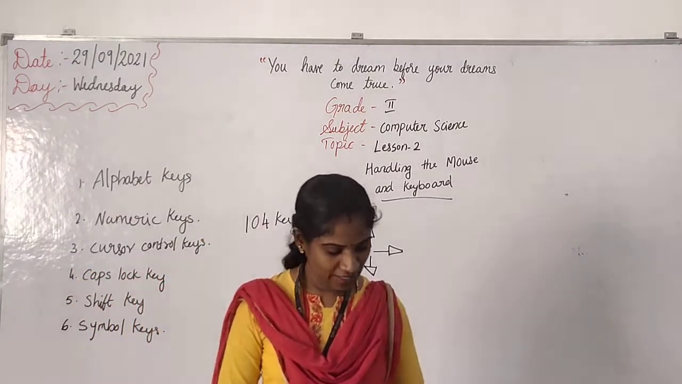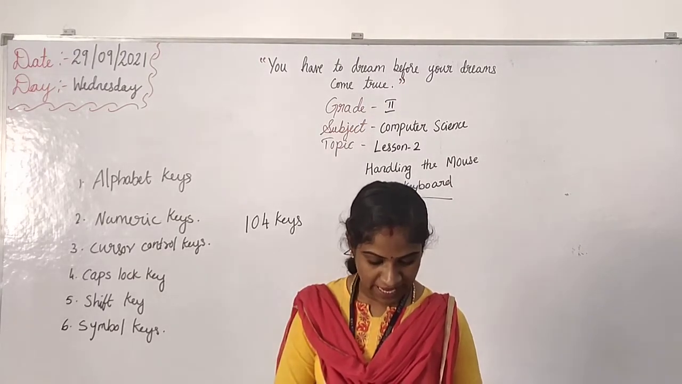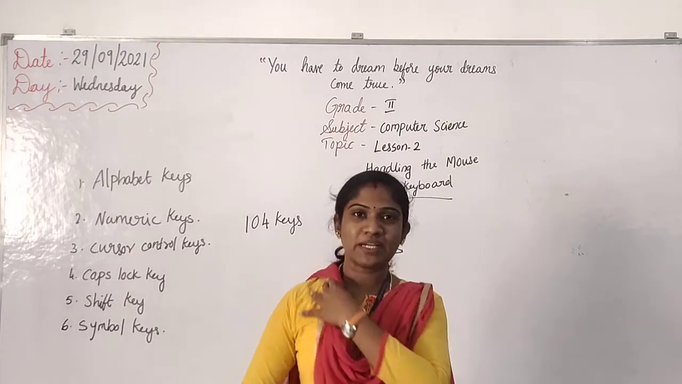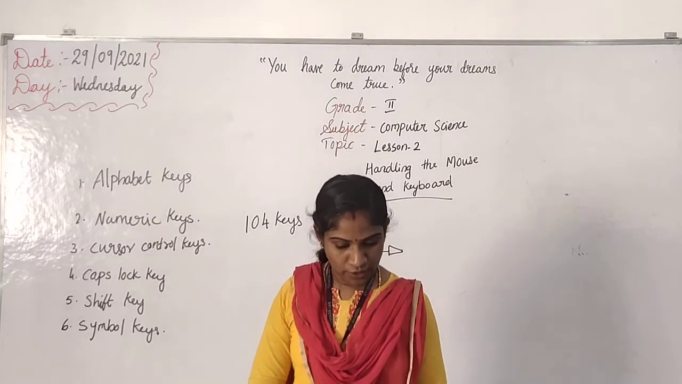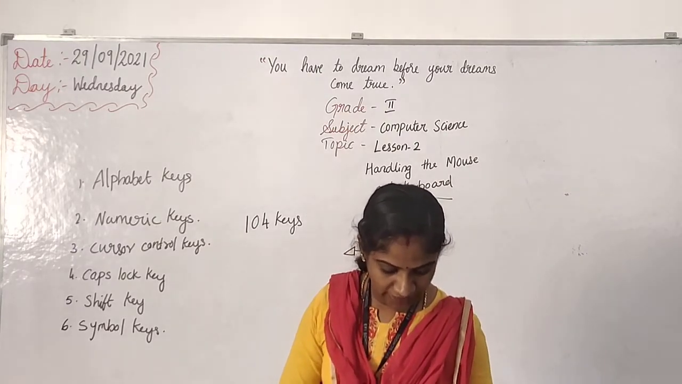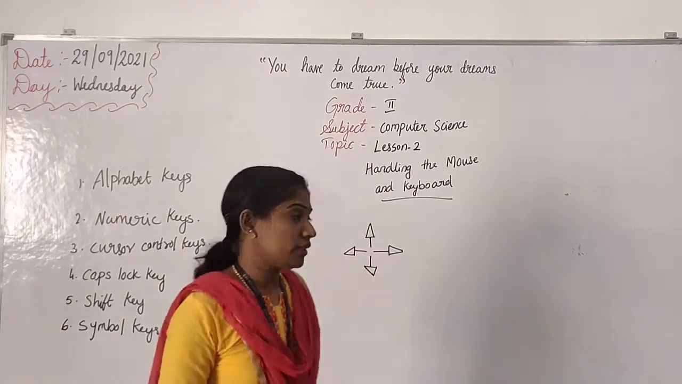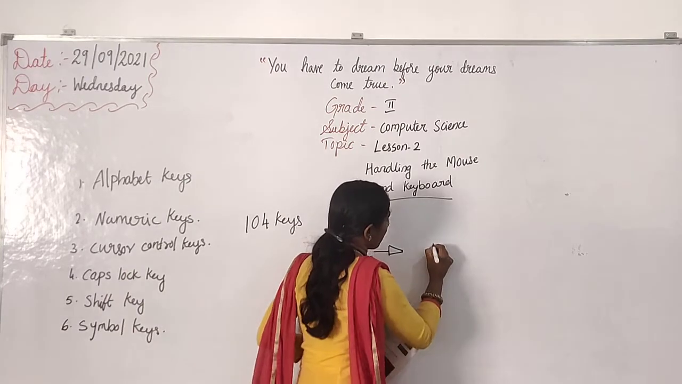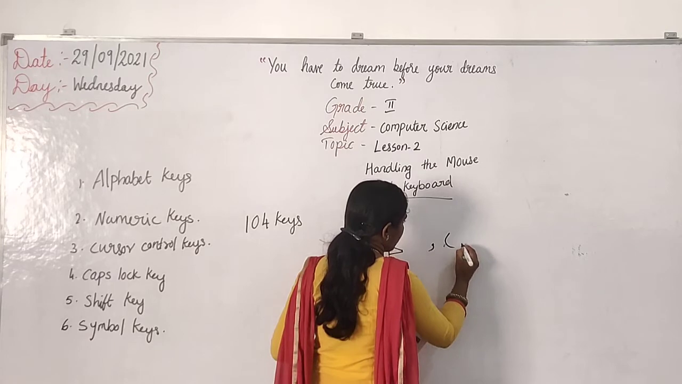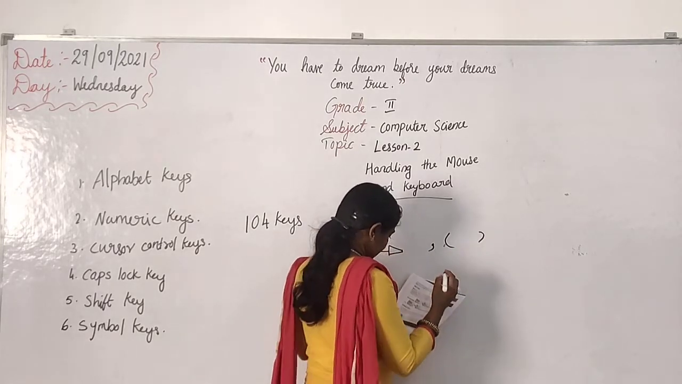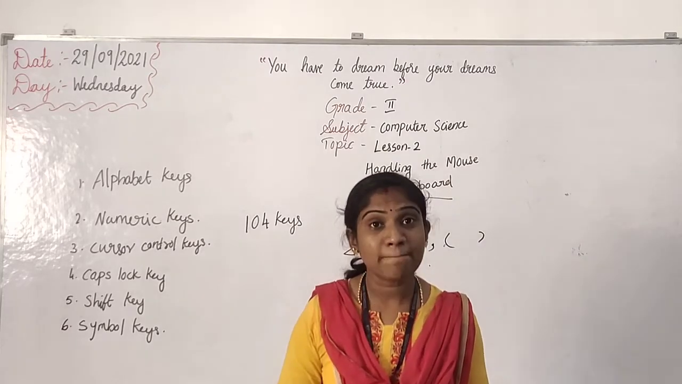Simple keys have special signs and symbols on them. These are present to the right of the letter keys, such as comma, open bracket, close bracket, and full stop. These will all be symbol keys.